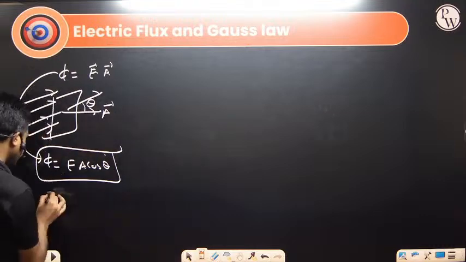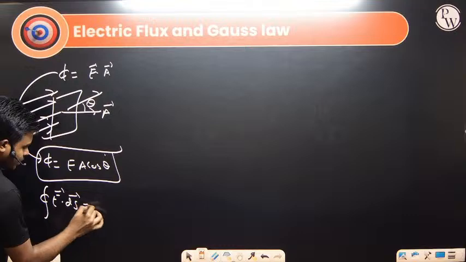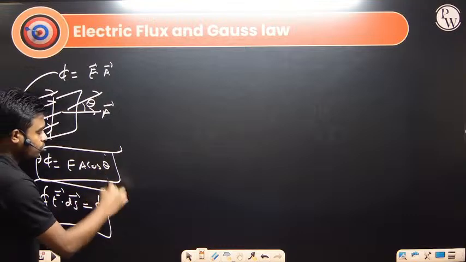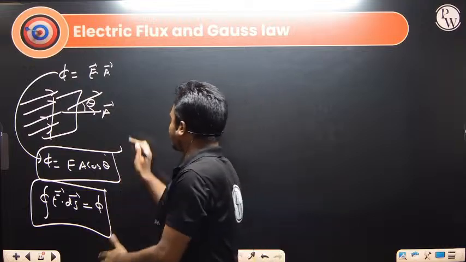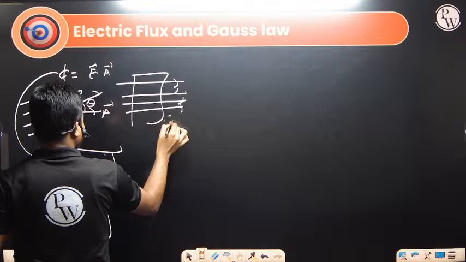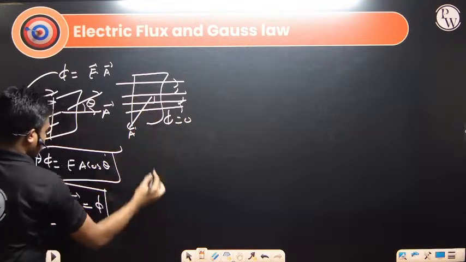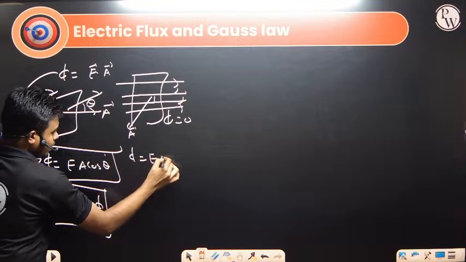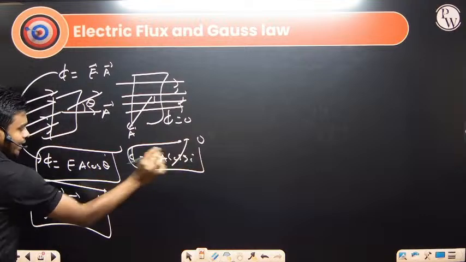If the electric field is not constant, we write the integration of E dot ds as the flux. If the electric field is constant, we use the simple formula. If theta is 90 degrees, as in this particular case, the flux will be 0, because the area vector is coming outward perpendicular to the field. Flux is E A cos 90, so in this case the flux is 0 because cos 90 is 0.